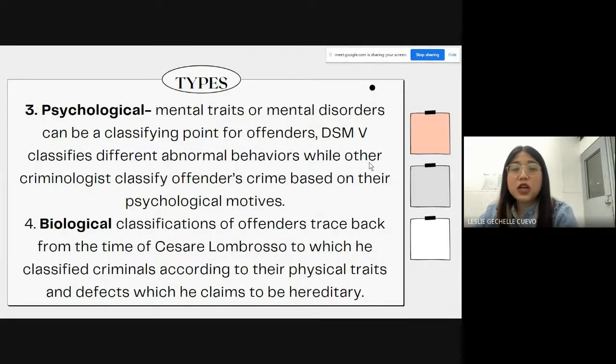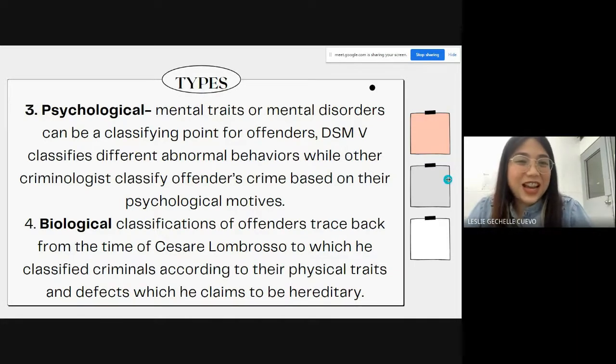And then number 4 is biological. So biological classifications of offenders trace back from the time of Cesare Lombroso, to which he classified criminals according to their physical traits and defects, which he claims to be hereditary. Ang pagiging kriminal daw ay namamana. So kaya ka naging kriminal kasi yung magulang mo o kaya yung mga ninuno mo kriminal sila at naipasa nila sa iyo yung gene ng pagiging kriminal.